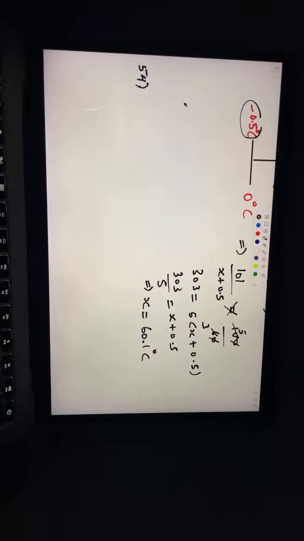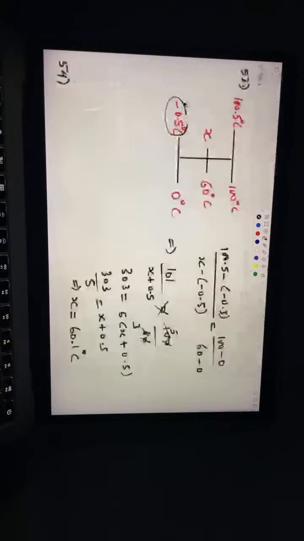But do you understand what I did with regards to the question? I made this arrangement: upper fixed point, lower fixed point, upper fixed point, lower fixed point. And from the question, they said 60 degrees. Okay, that's great. So sorry about that.